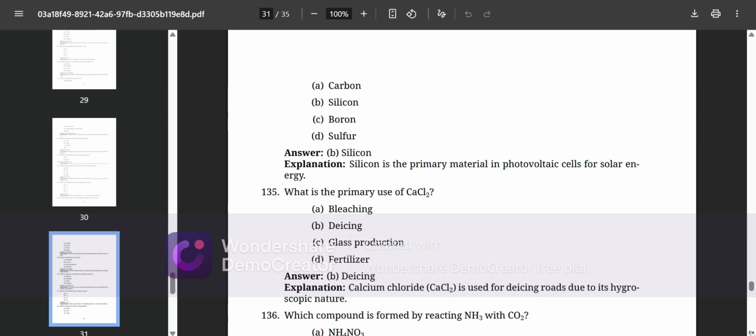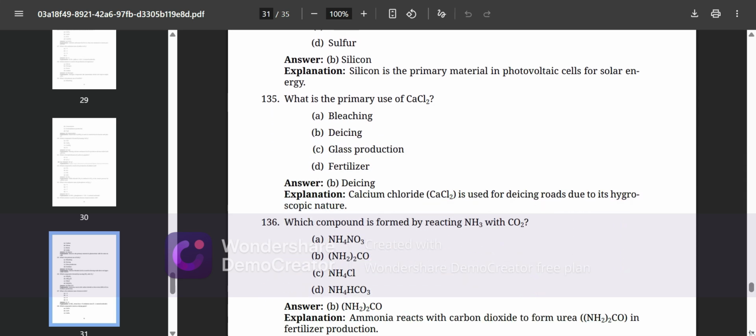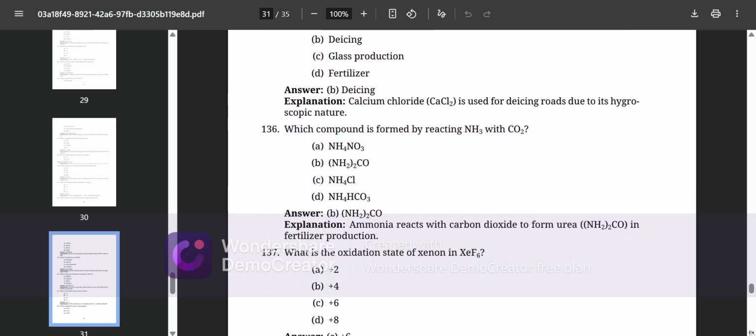What is the primary use of CaCl2? Deicing. Calcium chloride, CaCl2, is used for deicing roads due to its hygroscopic nature. Which compound is formed by reacting NH3 with carbon dioxide, CO2? Urea, CO(NH2)2. Ammonia reacts with carbon dioxide to form urea, used in fertilizer production.